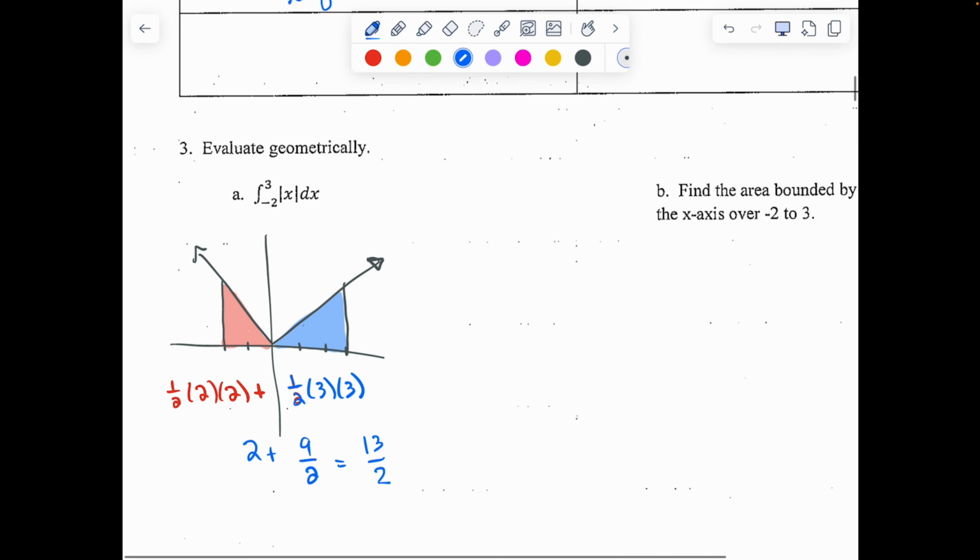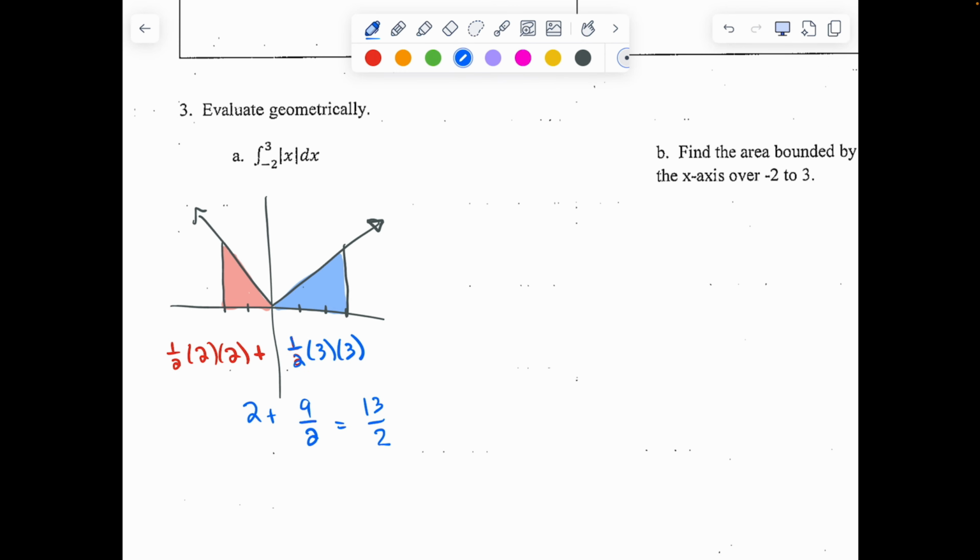So this one is asking us to evaluate the integral. Remember, above and below the x-axis, not left and right of the y. These are both above. It's all above, so these are both positive.